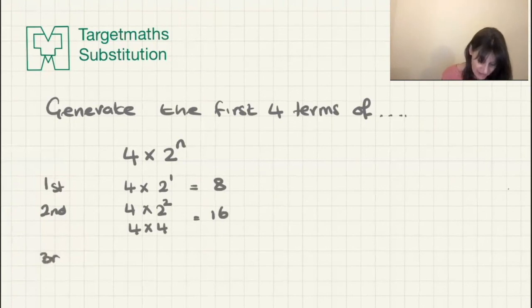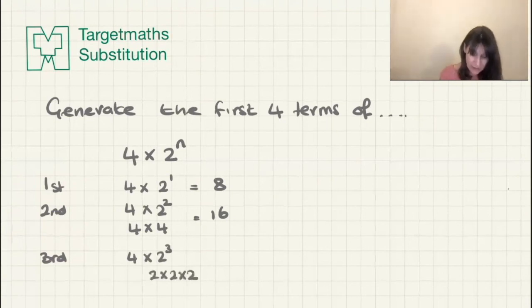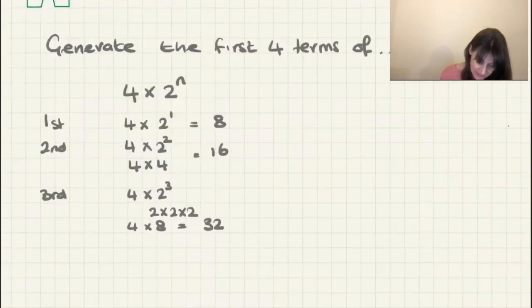Now the third one's going in. I've got 4 times 2 to the power of 3. 2 to the power of 3 means 2 times 2 times 2, remember. 2 times 2 times 2 is 8. So what I've actually got is 4 times 8. 4 times 8 is 32. And the last one is the fourth one going in, which is 4 times 2 to the 4.